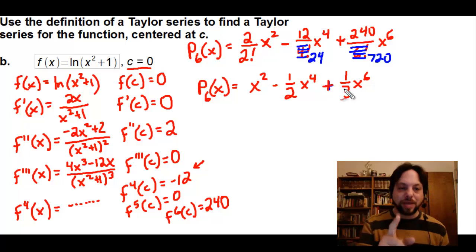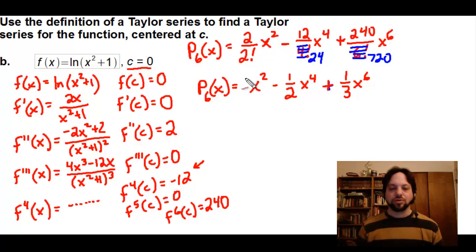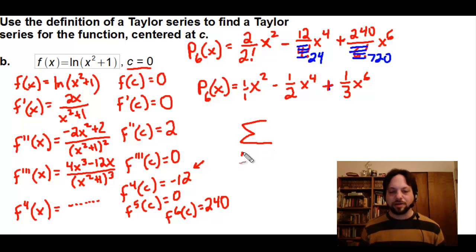Now I'm starting to notice a pattern, and I'm hoping you notice it too. If I write this as 1 over 1, notice that the numerator is staying 1, the denominator is increasing by 1 in each term. It is an alternating series, so I have to deal with that, and then my exponent here. So let's see what my Taylor series might look like here.